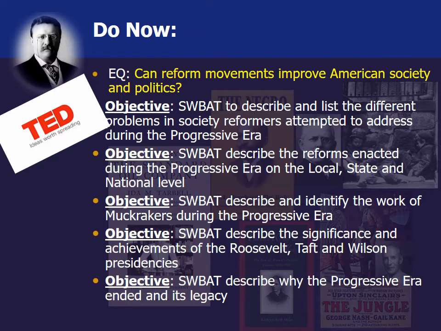Today we're going to look at the objectives. Can reform movements improve American society and politics? We want to list the different problems in society that the progressive era attempts to address. We want to describe the reforms enacted during this time period at various levels, including local, state, and national. We want to describe and identify the works of various muckrakers during this time period. And then, of course, talk about the achievements of the presidential progressives, which include Teddy Roosevelt, Taft, and Wilson. And then, really, what is the legacy of the progressive movement?